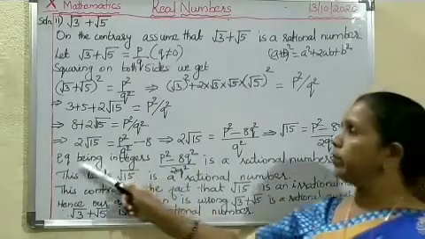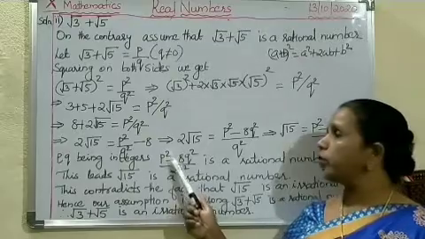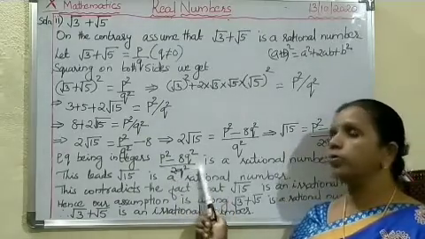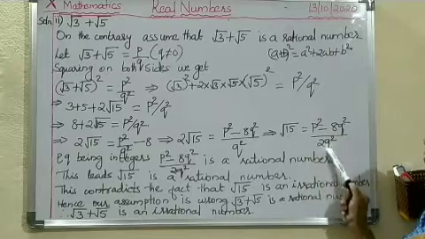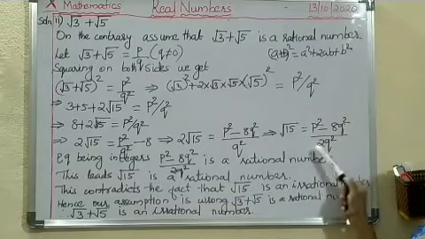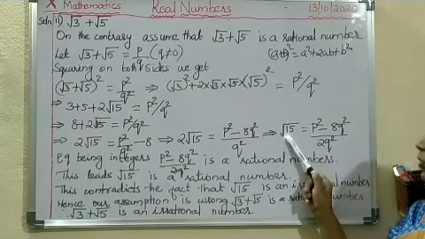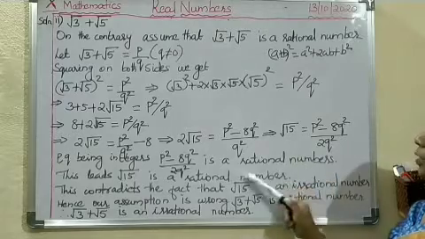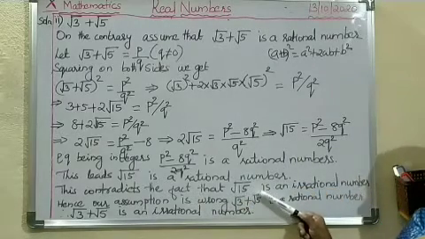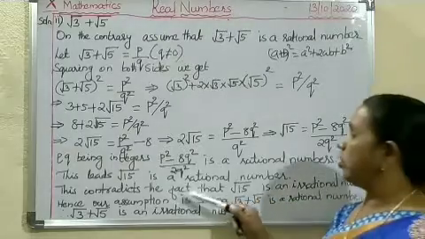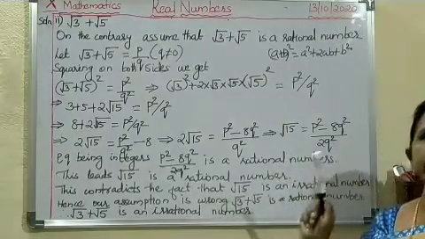Then p and q are integers. p square minus 8q square by 2 square is a rational number. Then what is the value of p square minus 8q square by 2 square? Root 15. Then it should be a rational number. But already we know that root 15 is an irrational number. Therefore, what we assumed is wrong.